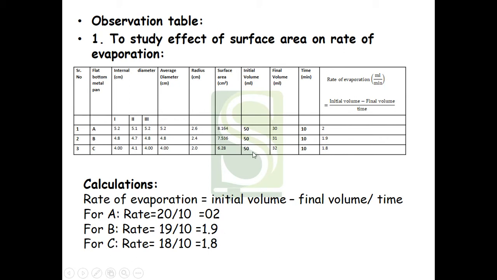And for C, the difference is 18 ml divided by 10. 10 is the time here. So we get the rate of evaporation to be 1.8 ml per minute. We have put these values in this table and from this itself we can conclude that the more the surface area, the more the rate of evaporation. So we can say as the surface area increases, the rate of evaporation increases.